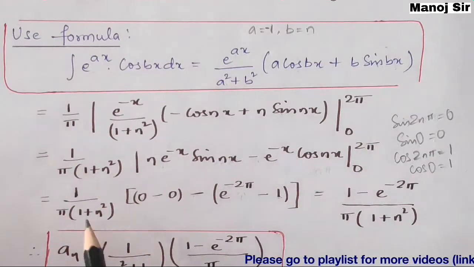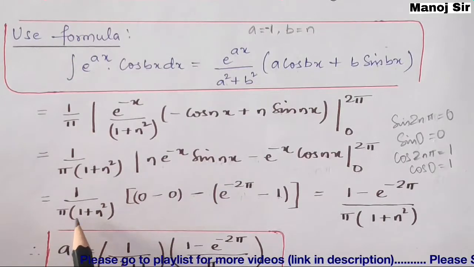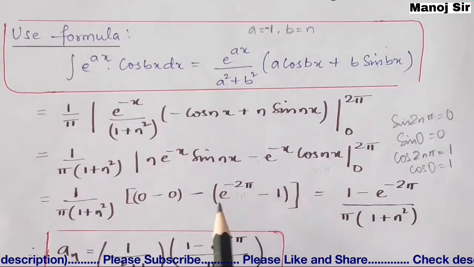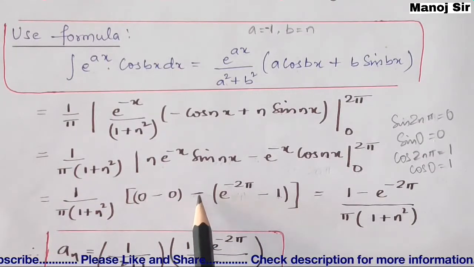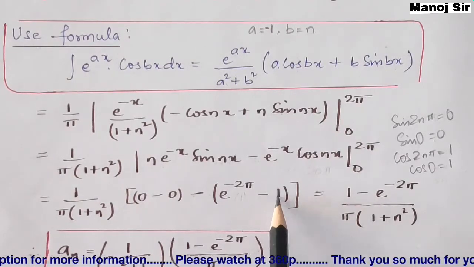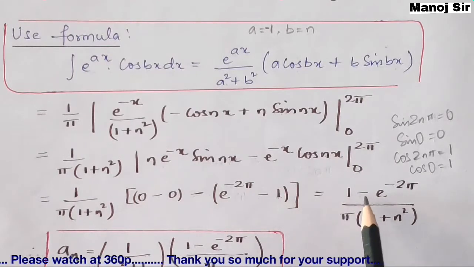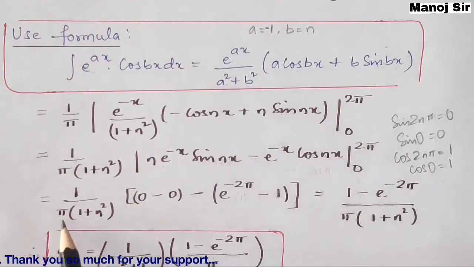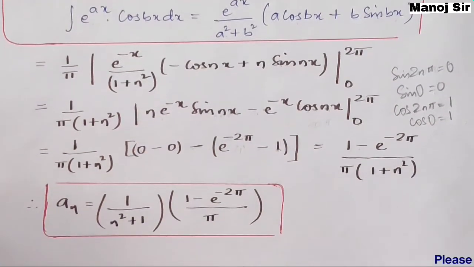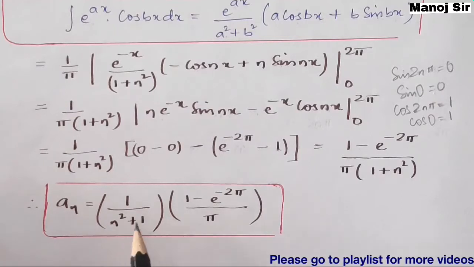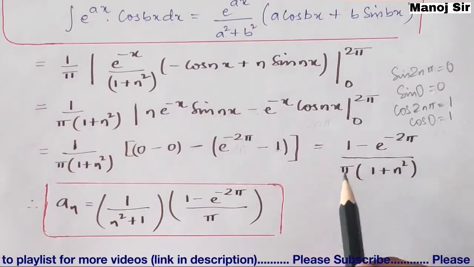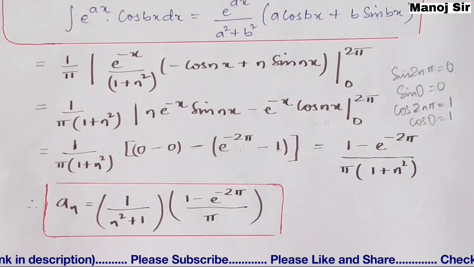Now simply solve this part. Here we have 1 upon pi into 1 plus n square as it is, and here we have this negative sign. If you put this negative sign within this bracket, you will get this value as positive 1, and this will become negative. So 1 minus e to the power minus 2 pi upon pi into 1 plus n square. So finally we can rearrange this: an equals to 1 upon 1 plus n square into 1 minus e to the power minus 2 pi upon pi. This is the value for an.